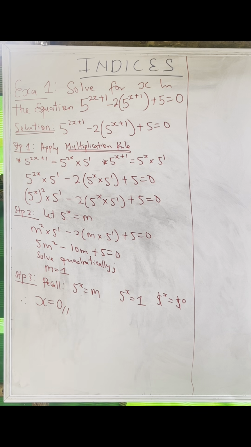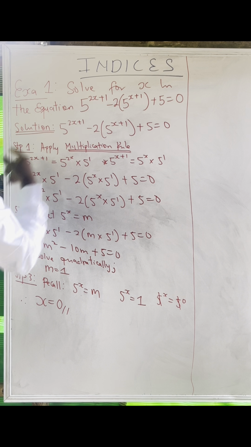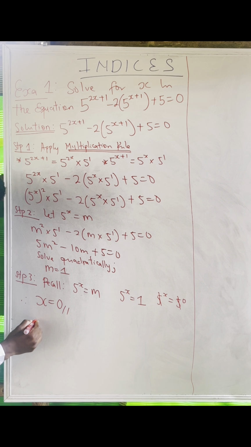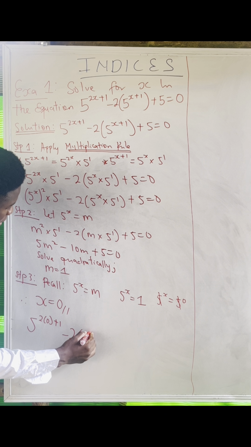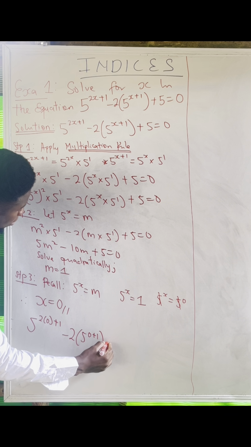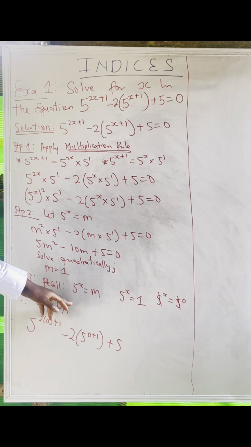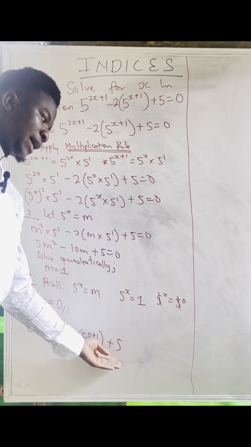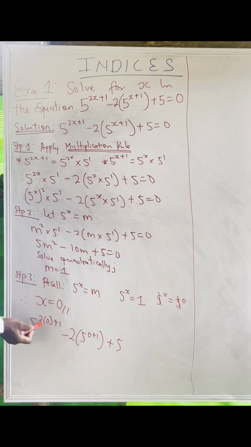So let's check. I'm going to write this left hand side. Whenever I see x, I'm going to put 0. So I will say 5 raised to power 2 times 0 plus 1, minus 2 times 5 raised to power 0 plus 1, plus 5. So if truly the value of x is equal to 0, after I add everything together, I must get this value, which is 0.